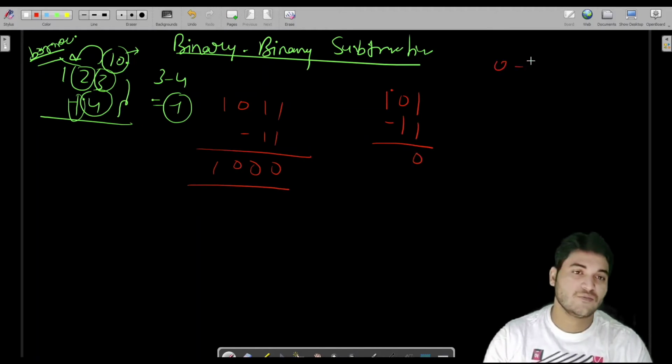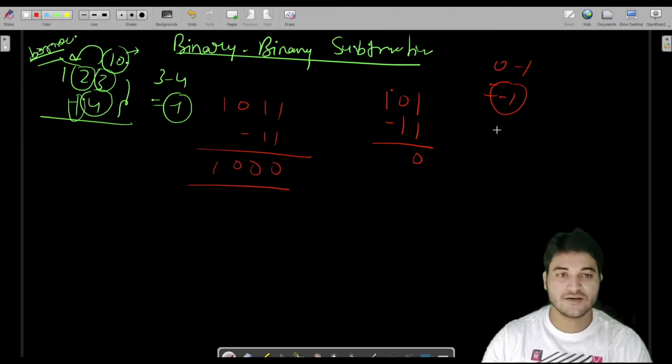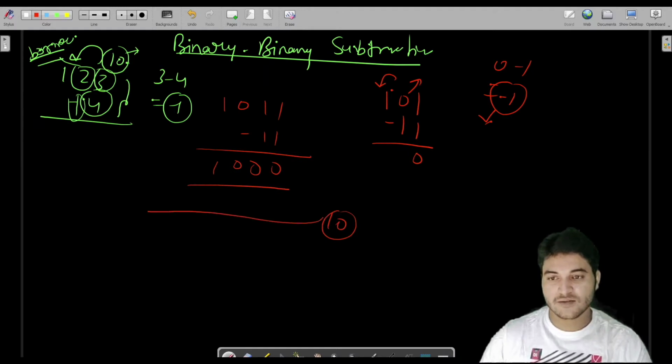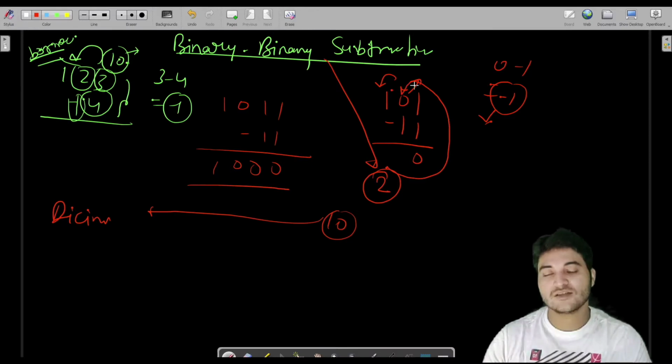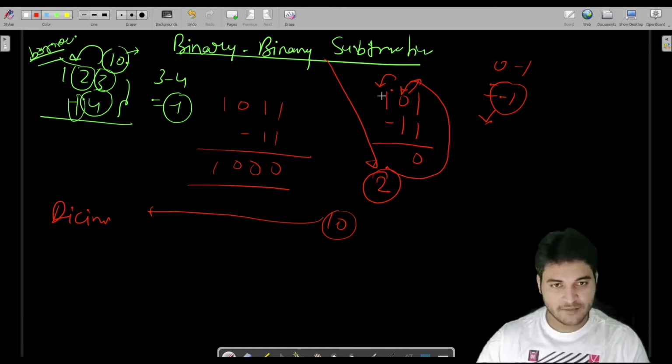Then 0 minus 1 is minus 1. Fine. So now we got our result as negative. Now we have to take one borrow from the next digit. Previously we were adding 10, because 10 was the base for decimal numbers. So what is the base for binary numbers? This is 2. Then we will have to add 2 to this number. Whatever the base in which you are subtracting the numbers, you just have to add that base only. You do not have to do anything else.